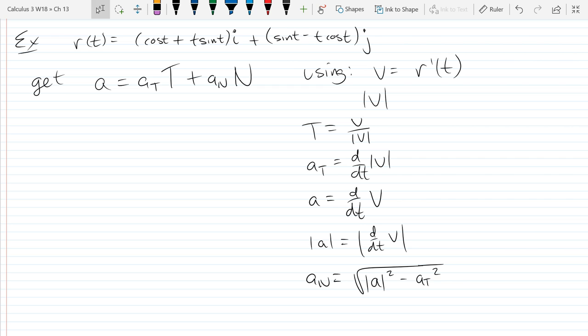Is t times sine t, is that a constant? No, t is definitely not constant. Little t is our variable. No, not little t. It's on the very top on the i. i is just a placeholder. This is the x coordinate, that's the y coordinate. Yeah, so t sine t, that first t, is that a constant? No. That's our variable. So there's a product rule here. And there's a product rule here. Yes.